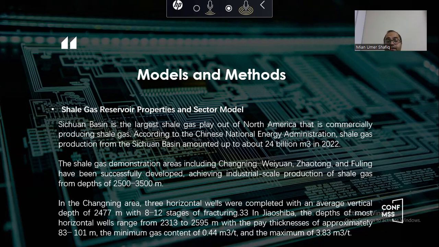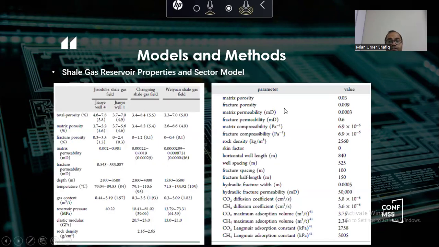In the Changning area, 3 horizontal wells were completed with an average vertical depth of 2,477 meters with 8 to 12 stages of fracturing. In Shiba, the depth of most horizontal wells ranges from 2,313 to 2,595 meters with a base thickness of approximately 83 to 101 meters. And we are producing a maximum of 3.83 cubic meters per ton of gas. So these are the properties which are used for the gas.